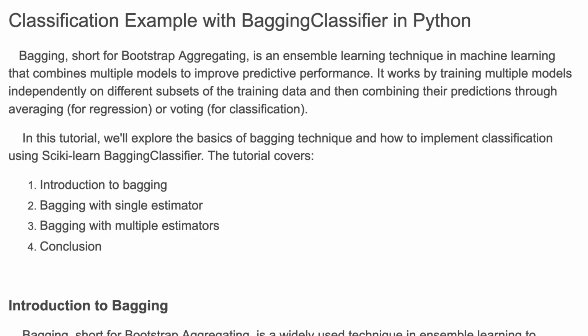In this video I'm going to talk about the bagging method and how to classify data using the BaggingClassifier class of the Scikit-learn library. Bagging, short for bootstrap aggregating, is an ensemble learning technique in machine learning that combines multiple models to improve predictive performance. It works by training multiple models independently on different subsets of training data and then combining their predictions through averaging for regression tasks or voting for classification problems.